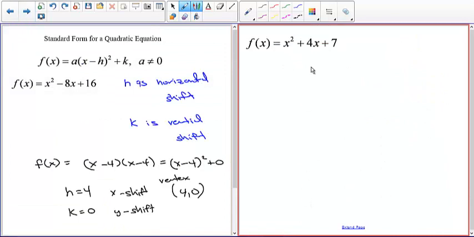Okay, so now here's one that we can't factor easily. If you think about it, 7 is 1 times 7. 7 plus 1 is 8. That's not 8. Okay, so how do we do this? Well, we use something called completing the square. You could use the quadratic formula, but we're going to use completing the square, which we use a lot in calculus, so it's something good to learn.